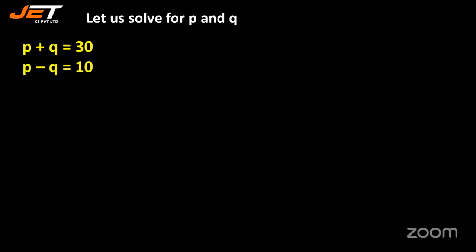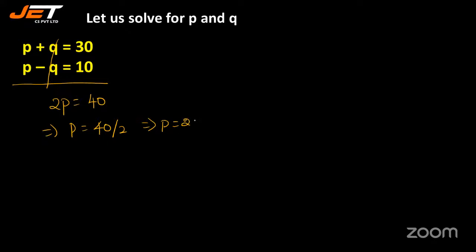All right. Next we have p plus q is 30. p minus q is 10. Right, so let us add. So when we add, plus q minus q gets cancelled. So we get 2p is equal to 40, which implies p is equal to 40 divided by 2, which implies p is equal to 20.